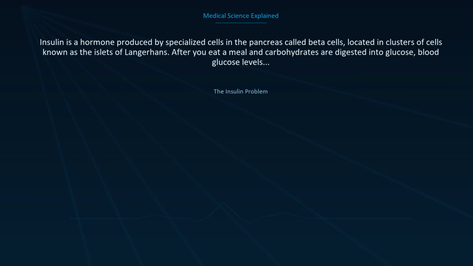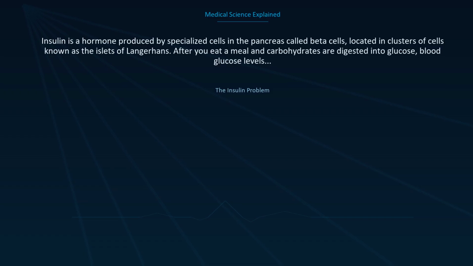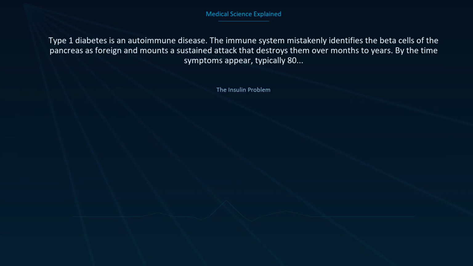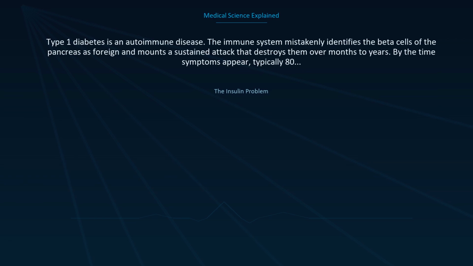Type 1 diabetes is an autoimmune disease. The immune system mistakenly identifies the beta cells of the pancreas as foreign and mounts a sustained attack that destroys them over months to years. By the time symptoms appear, typically 80 to 90% of beta cell mass has already been lost. With no beta cells, there is no insulin production at all.